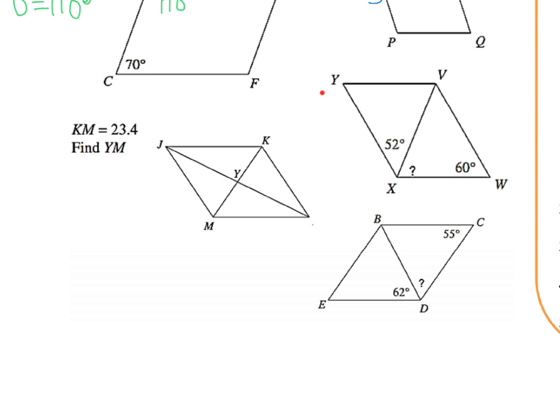See if you can find the missing information on this parallelogram here. Remember that this angle and this angle should add up to 180, so to find the missing information, we do 180 minus 60 minus 52, and then whatever is left over should be our answer, which is 68 degrees.